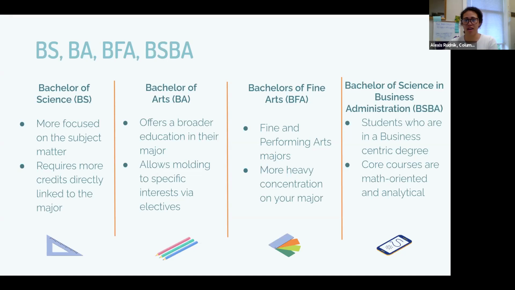A BFA is a Bachelor of Fine Arts, which is heavily concentrated in the performing arts. So you'll see art majors, dance majors, and theater programs that will typically fall within this realm. And then last but not least, a BSBA. That doesn't mean it's a Bachelor of Science and a Bachelor of Arts degree in one. That's just a Bachelor of Science in Business Administration degree. So that's really just more of a concentrated area, not a combination of the two.